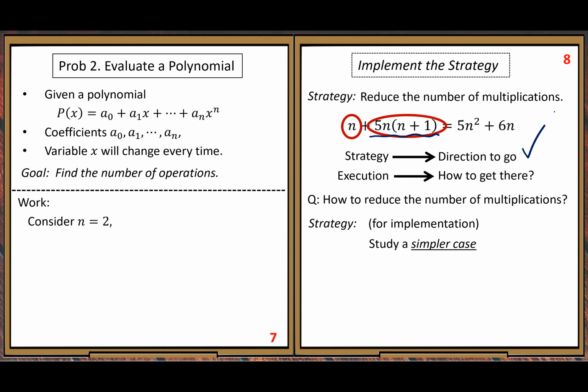The first case we consider is n equals 2. When n equals 2, can we reduce the number of multiplications? That's what we need to do. We need some new idea to reduce the number of multiplications. When n equals 2, we have a quadratic formula, P sub 2, with 3 terms: a0 plus a1 x plus a2 x squared.